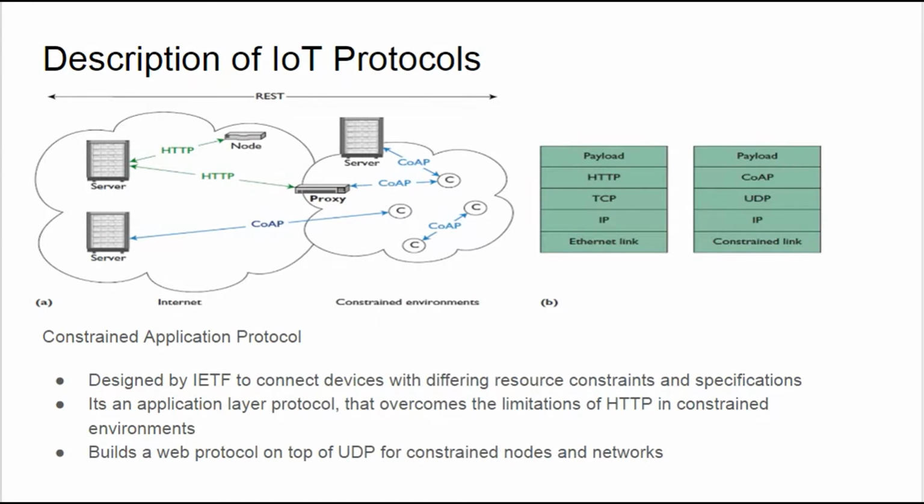Before we compare IoT protocols, we can have a brief discussion of the protocols themselves. Firstly, we consider Constrained Application Protocol. It was designed by the IETF to connect devices with different constraints and specifications. As the name suggests, it's an application layer protocol. It overcomes the limitations of HTTP protocol, which is not suitable for constrained environments, and it's built upon UDP and suitable for constrained networks and nodes.